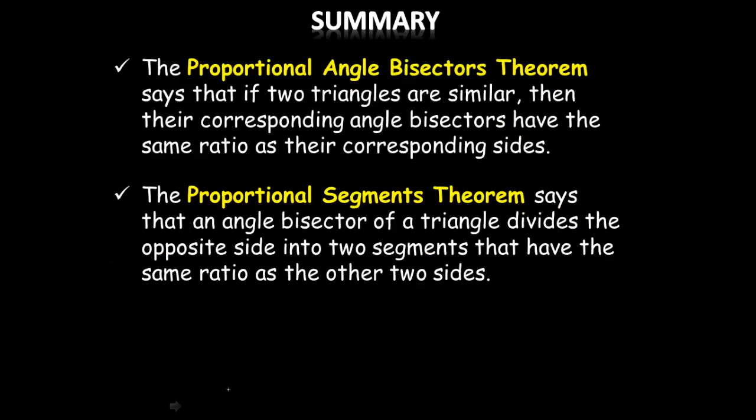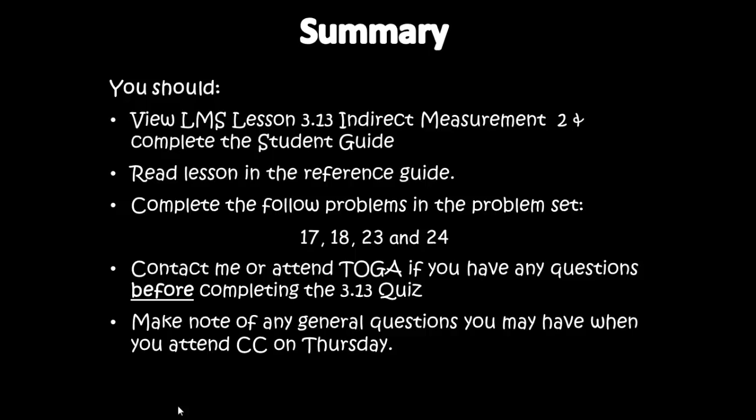Okay, just to summarize this lesson, we worked again with the proportional angle bisectors theorem, and we also worked with the proportional segments theorem. And remember, the proportional segments say, hey, if there's an angle bisector in a triangle, that angle bisector created two triangles now, and those triangles are also similar, and their sides will be proportional. So just giving you a whole lot of different ways to solve similar triangles.